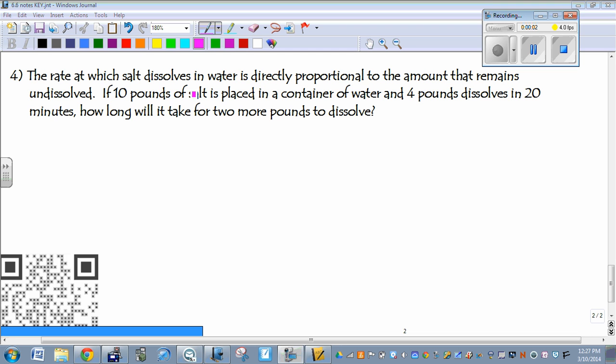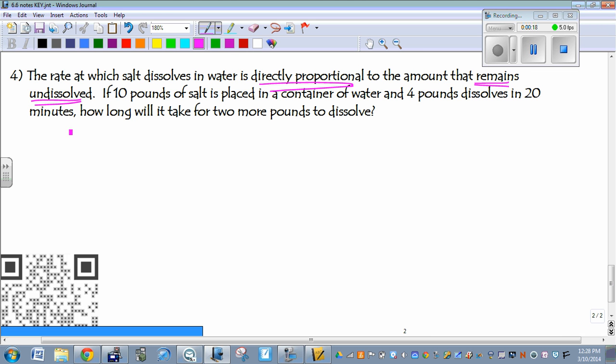The rate at which salt dissolves in water is directly proportional to the amount that remains undissolved. So if 10 pounds of salt is placed in a container of water and 4 pounds dissolve in 20 minutes, how long will it take for 2 more pounds to dissolve?